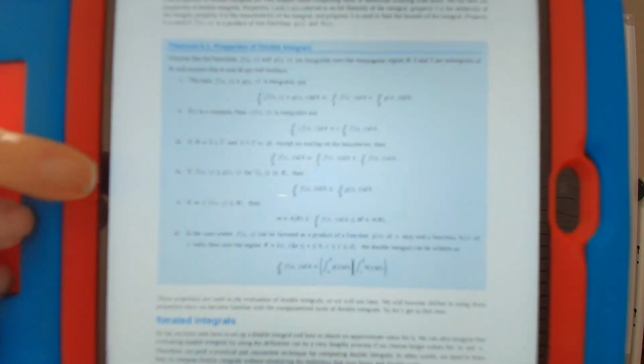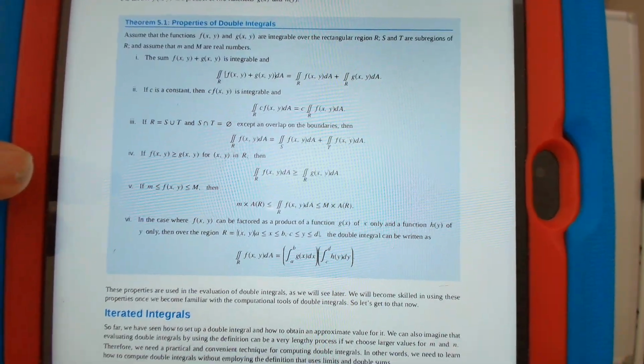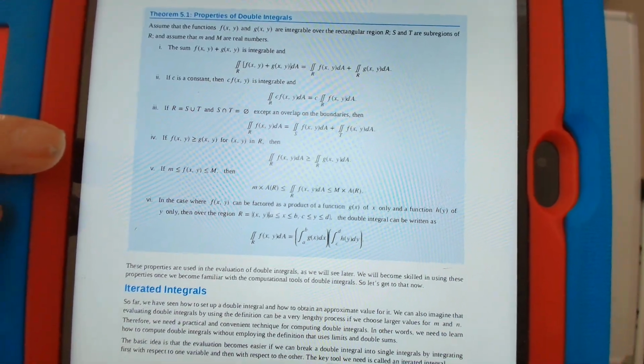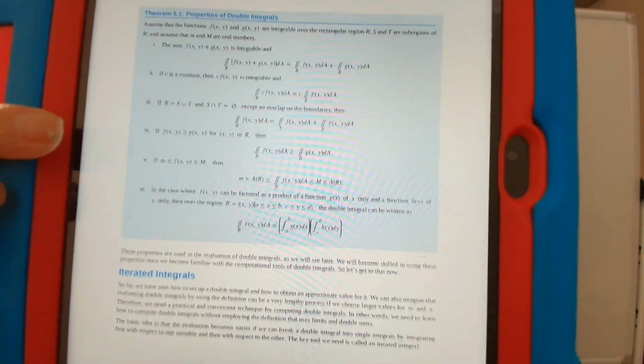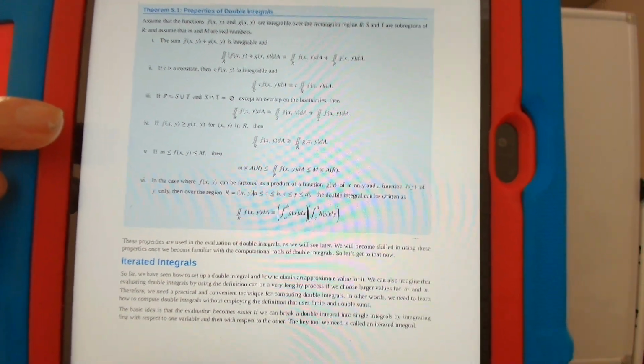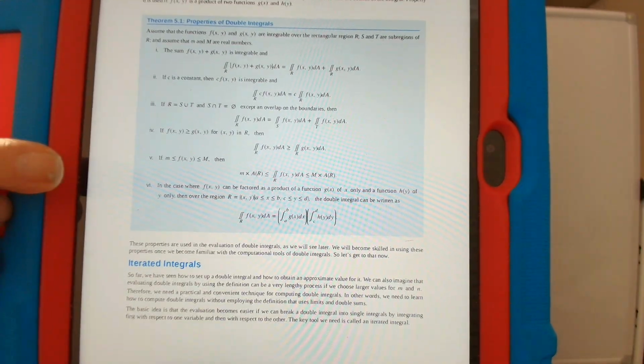And then next, property number 4 is that if one function is bigger than another over the whole region, then the integral, that is the volume under the surface, is also going to be bigger. That is again quite obvious.